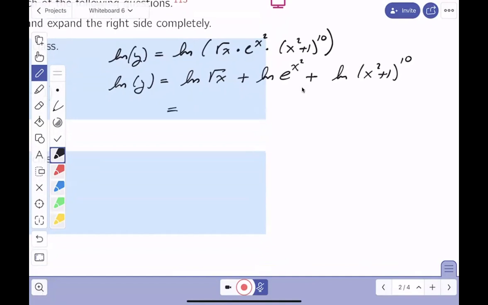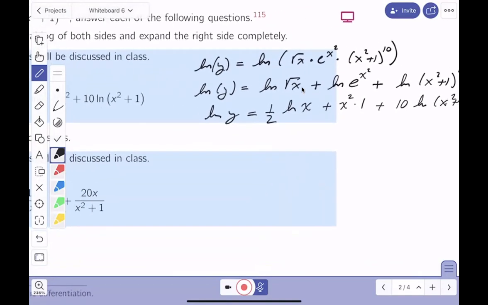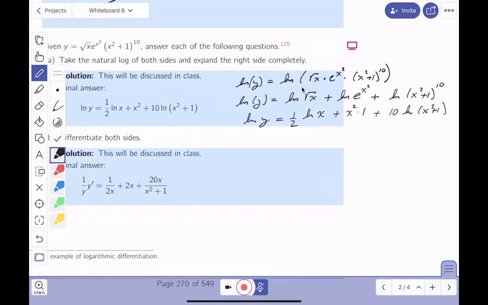So the natural log of the root of x is really x to the one half, so it's 1/2 natural log of x. This one's going to be plus, the exponent comes down. That's x squared times, what's the natural log of e? It's 1. Plus 10 natural log of x squared plus 1. And this is the natural log of y. So did we expand the right side completely? I think so. Let's take a look at their answer and see how we did.